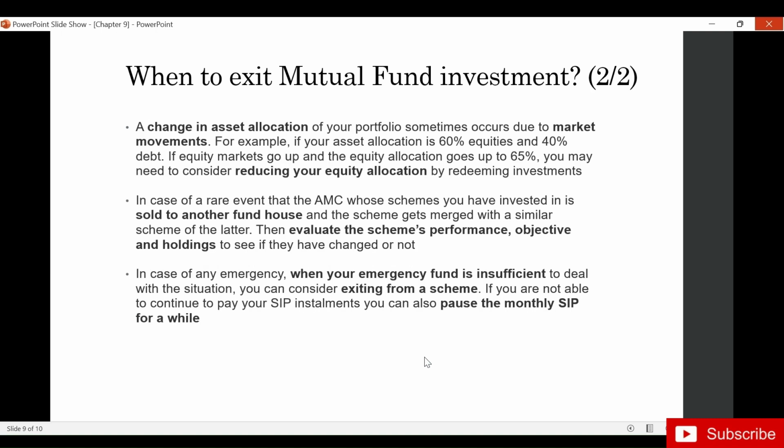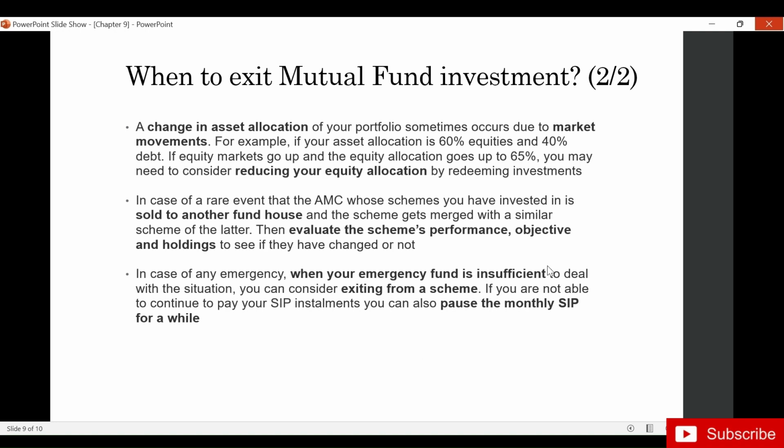The next point where an investor should consider exiting a mutual fund investment is when a change in asset allocation occurs, right? So, a change in asset allocation may occur when there is a rise or fall in the stock market. For example, if you have an asset allocation of 60% in equities and 40% in debt, and the equity markets rally and your equity allocation goes to 65%, then you will need to reduce your equity allocation to 60% by selling some of your equity investments.